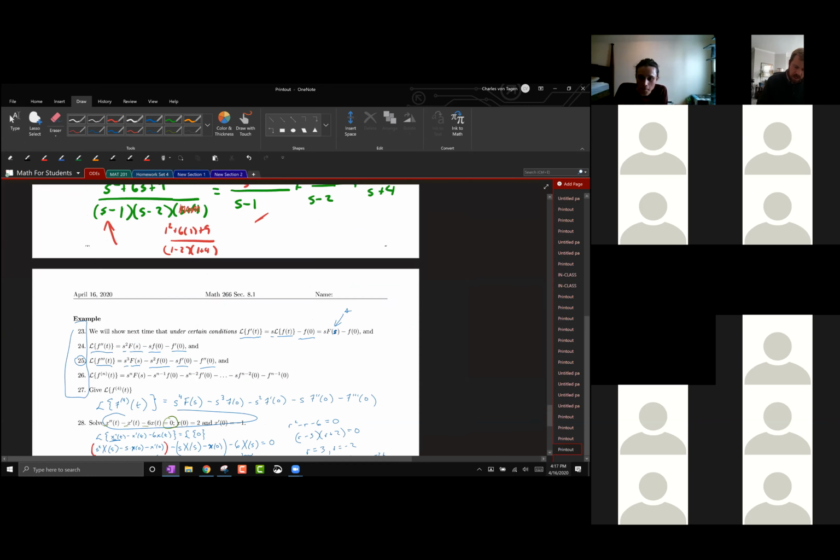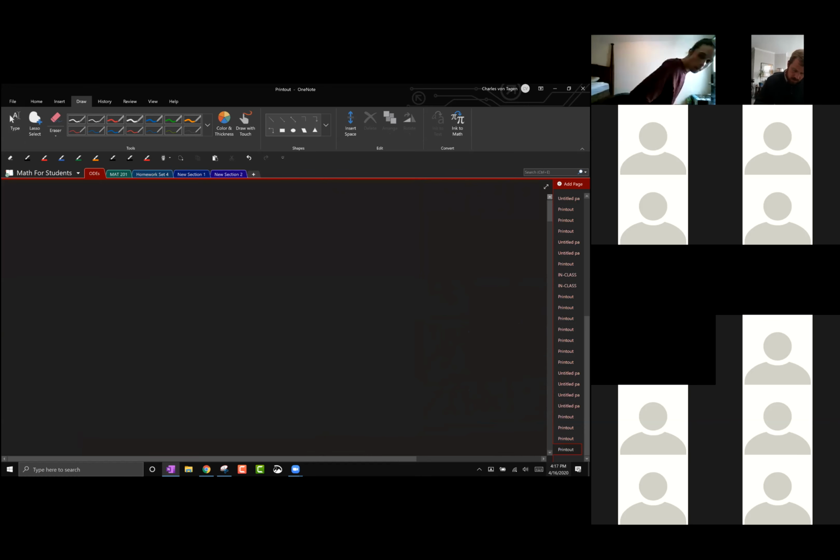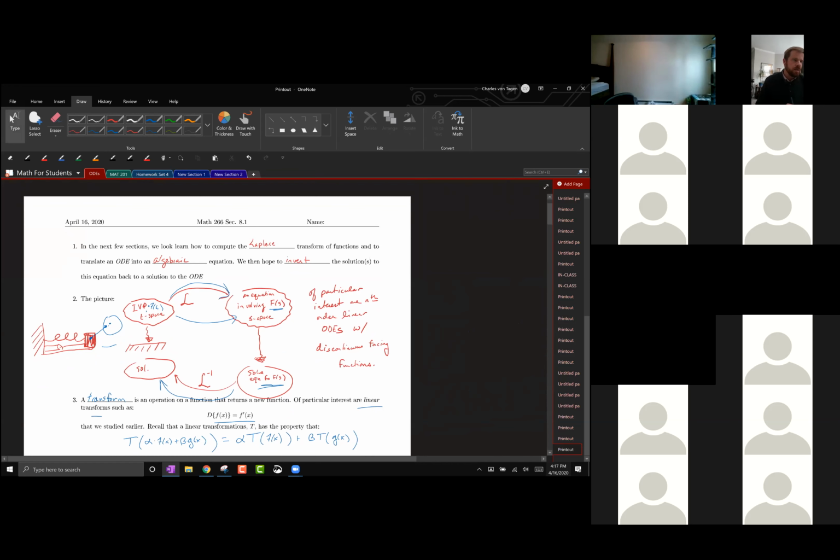Just to take you back to the first page, that's the general strategy. If we're trying to solve an IVP and we hit a wall, we go around by taking the Laplace transformation, building a function in terms of F of s, solving that function for F of s, and then inverting that function back into t space.